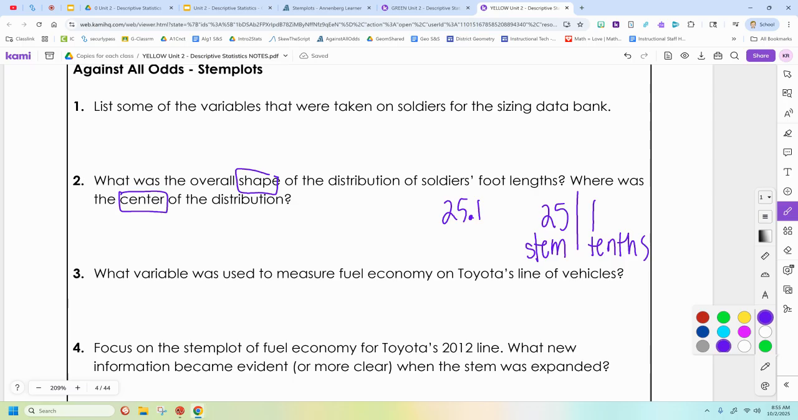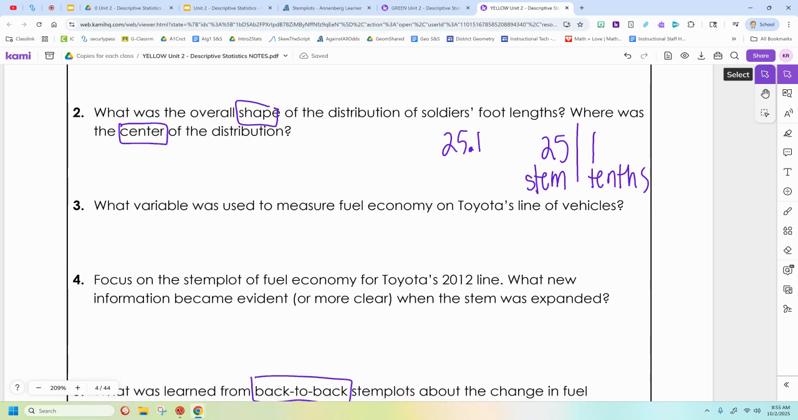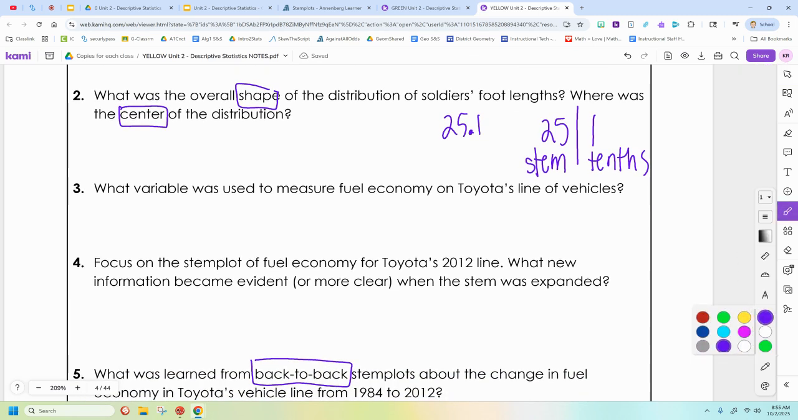Then we did see the back-to-back plot with the fuel economy, and the interesting thing they did there was spread it out. So you can have, for example, the low 20s and the high 20s. 20, 21, 22, 23, 24 would be in the first part of your stem, and then 25, 26, 27, 28, 29 would be in the second part. Both of those skills or strategies are important when you're looking at data.